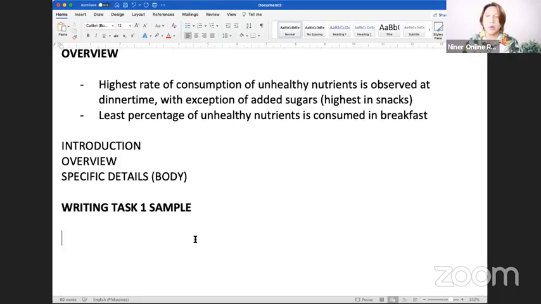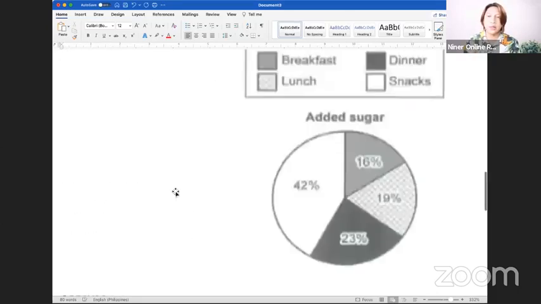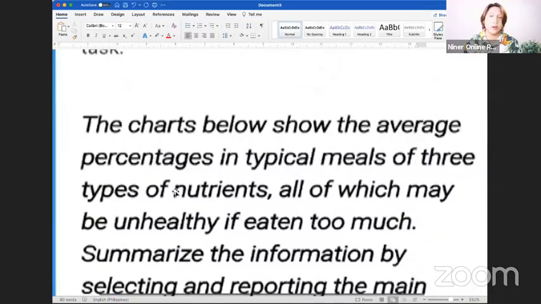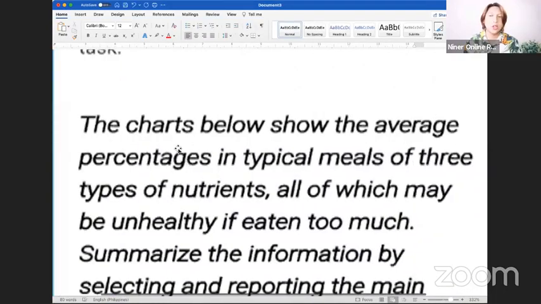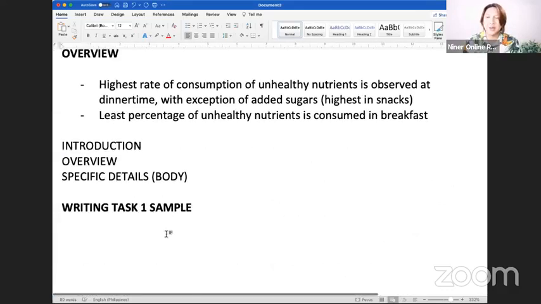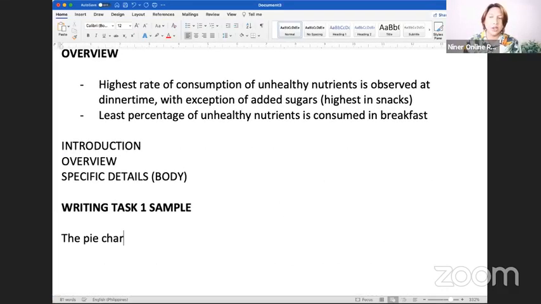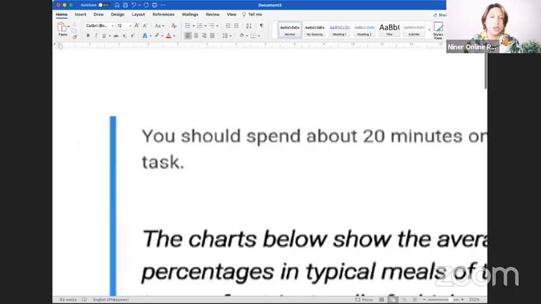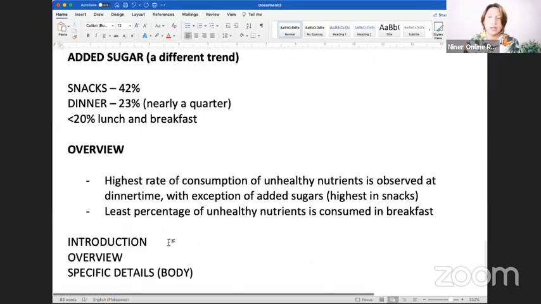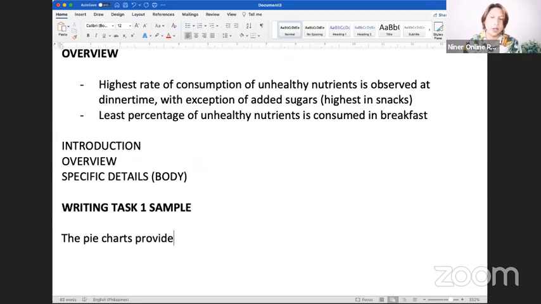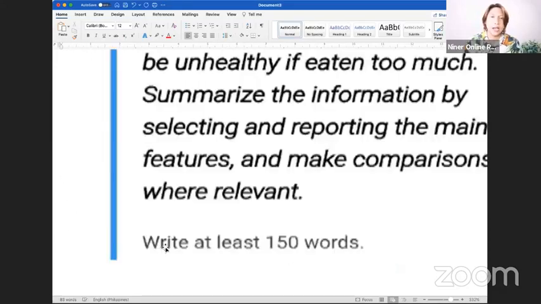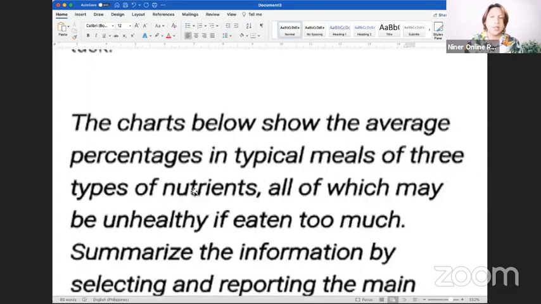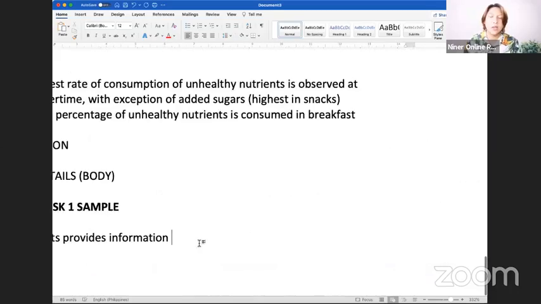When you're writing the introduction in your examination, the best way to write the introduction is to just paraphrase the task description. So the charts, you can actually change that. Ooh, my computer is crashing. Just a moment. Oh, there we go. So the chart, you can actually change that into the pie charts. And then it says show. So I'm going to change that into something like provides information. And then I have here the average percentages. So you can actually copy that.